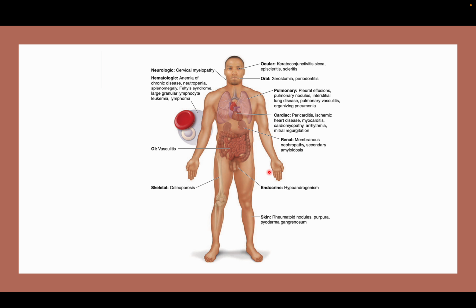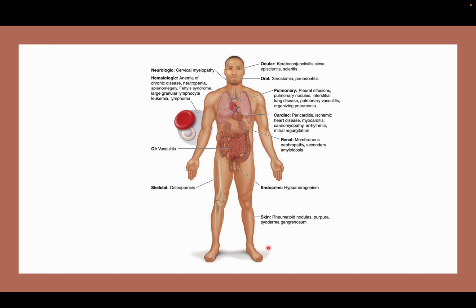Serum amyloidosis in all these cases, there is a secondary amyloidosis, and it can cause membranous nephropathy also. I'll discuss nephropathies separately. It can cause hypoandrogenism because of the chronic inflammatory state. Rheumatoid nodules can be seen on the extensor surface, especially on the olecranon surface, and also the ulnar aspects.